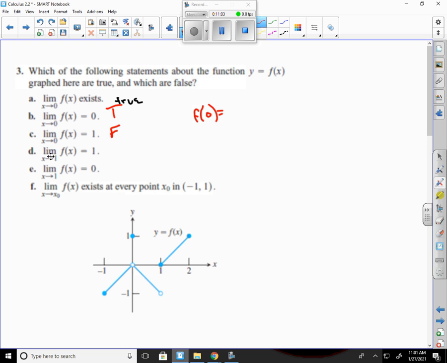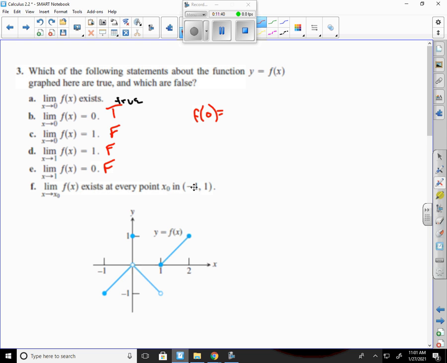Part D, the limit as x approaches 1 equals 1. So if I'm going to x approaching 1, what happens to my y here? This one goes to -1. If I approach from the right, it goes to 0. So it's definitely not 1. If I come from the right, the limit as x approaches 1 of f of x is 0. But if I come from the left, it's -1. So that's false.